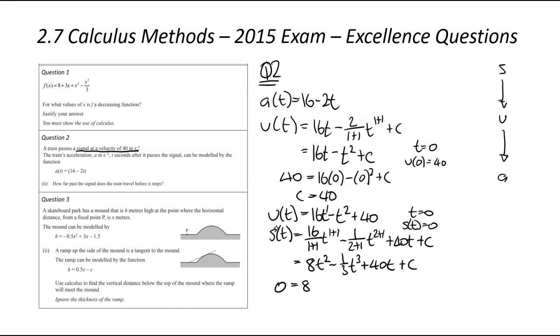0 is going to be equal to 8 times 0 squared minus 1/3 times 0 cubed plus 40 times 0 plus c. All of these are multiplied by 0, so they just go away, which means c is equal to 0. So our final displacement formula, the displacement in terms of t, is going to be equal to 8t squared minus 1/3 of t cubed plus 40t.